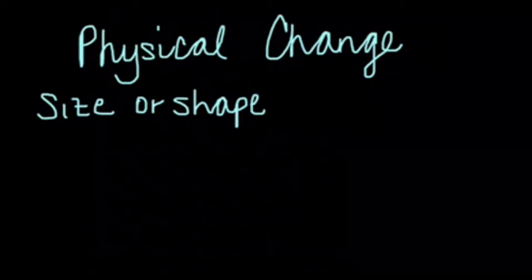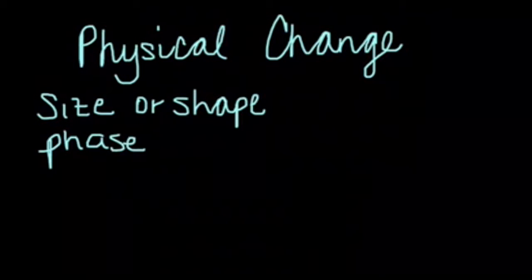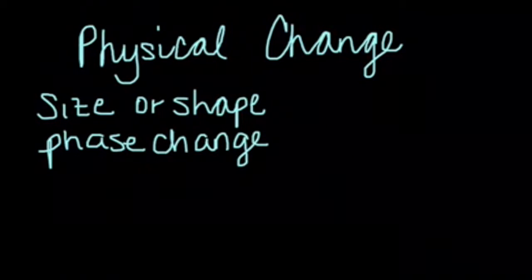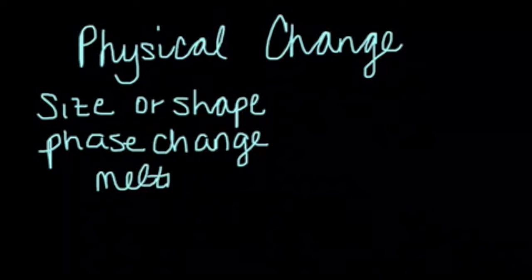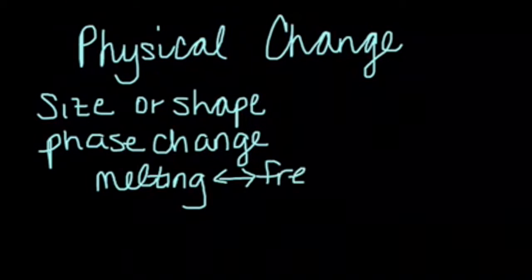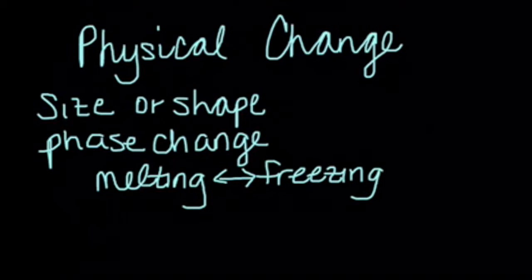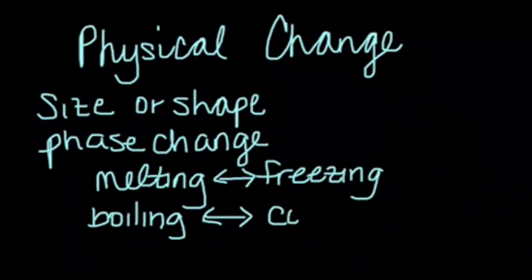Another physical change is known as a phase change, and a phase change is a change in the state of matter. So going from one state of matter to another state of matter. And a couple of these are melting. This is when a solid goes to a liquid. The reverse of that is freezing or solidifying. So when a liquid goes to a solid. You have boiling when a liquid goes to a gas, or you have condensing when a gas goes to a liquid.